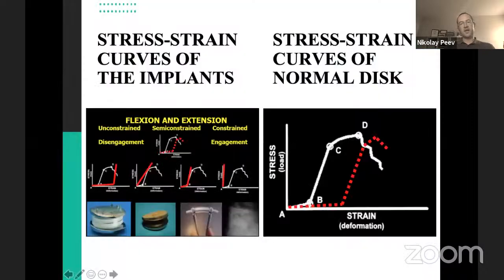This is a good slide that is demonstrating the stress-strain curves. You can see here, this is the stress-strain curve of a normal disc. And you can see with all these dynamic devices that we have nowadays, the stress-strain curve is quite different from the one which is the natural one.